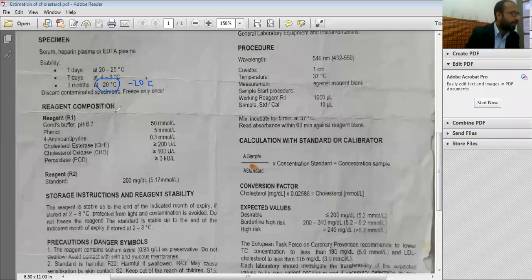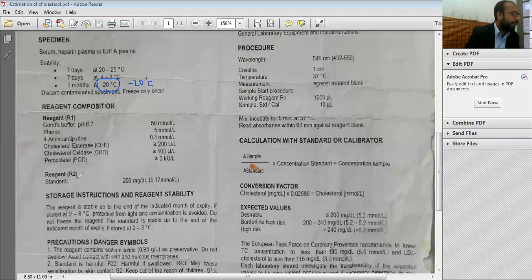Now the reagents composition, what will be the composition which will be provided by the kit diagnostic or different diagnostic companies. Here MTD diagnostic kit would have two reagents. One reagent will be called as R1. It would have all the buffers, all the enzymes, all the reagents and chemicals which are required to estimate the cholesterol in the blood serum.